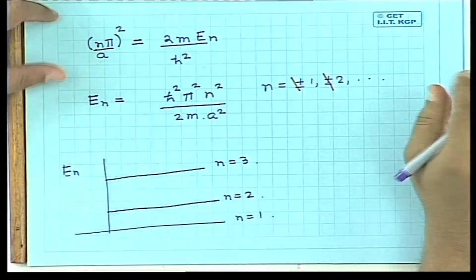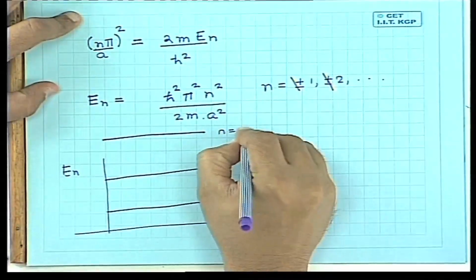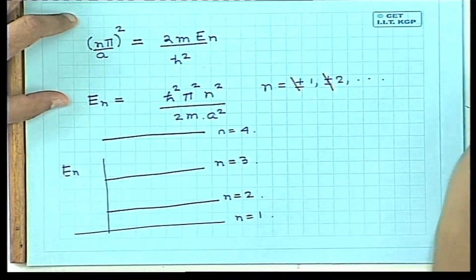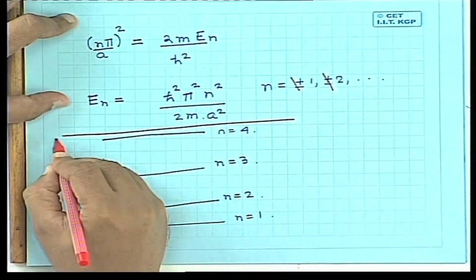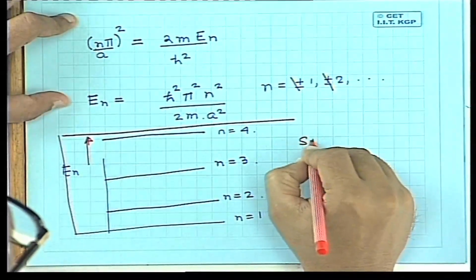Compare this with a simple harmonic oscillator, where the energy levels were equally spaced. For a particle inside an infinite potential well, we again have a discrete spectrum, but now the spacing between the energy levels keeps on increasing as we go to larger and larger values of n. So there will be different energy levels, and the spacing keeps on increasing, this is n equal to 4, etc. Okay, so this is the spectrum.